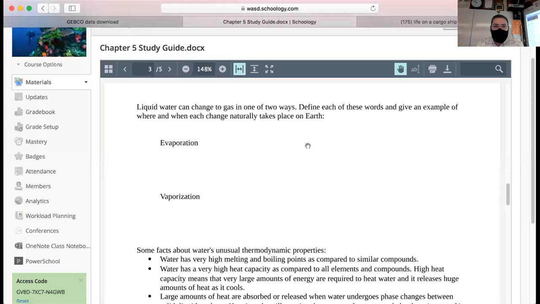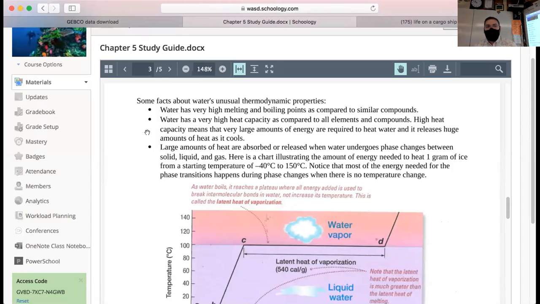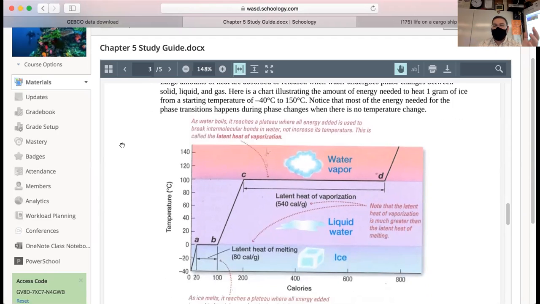All right, so then underneath that evaporation and vaporization stuff, I wrote some facts there about unusual thermodynamic properties of water. This is just a brief description of what's also in the textbook. Water has a really high melting and boiling point, and a very high heat capacity. So we're going to look at the difference between heat and temperature, but it takes an awful lot of heat to change the temperature of water, which helps with the planet as a whole.